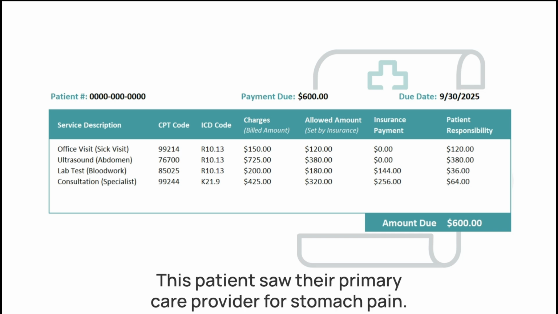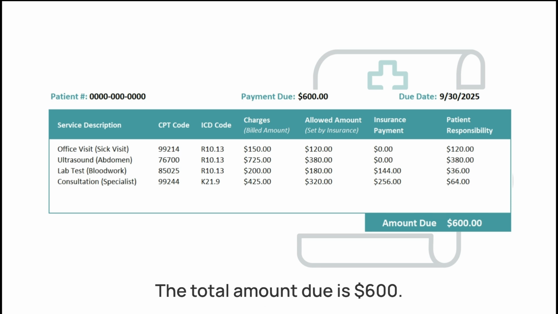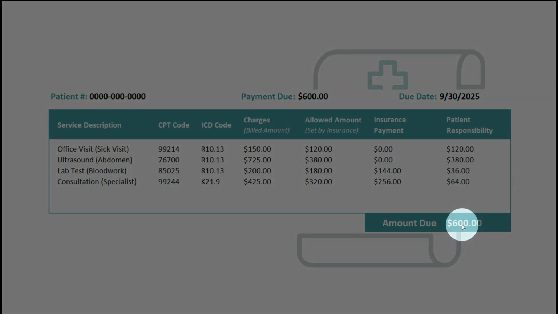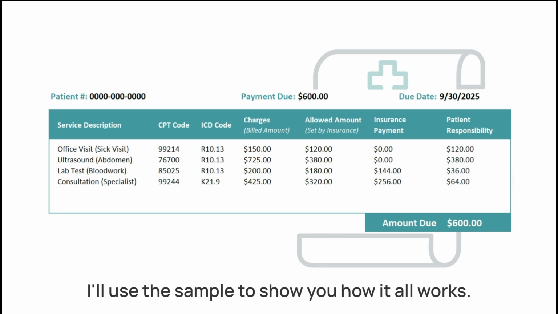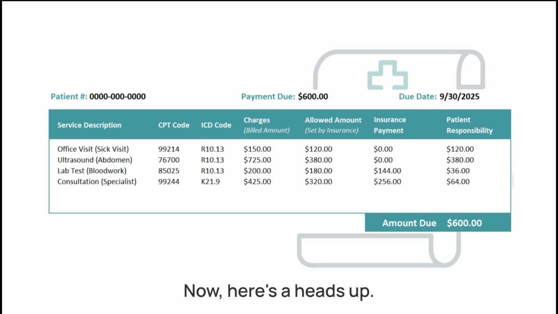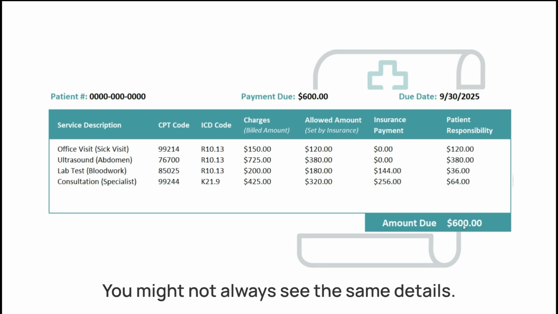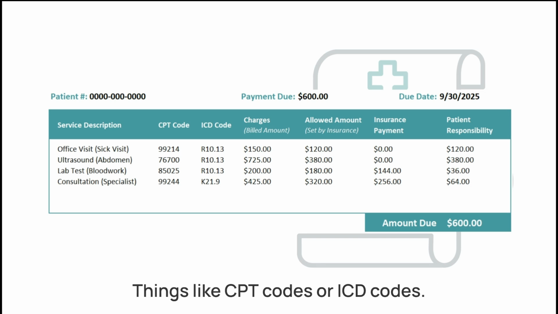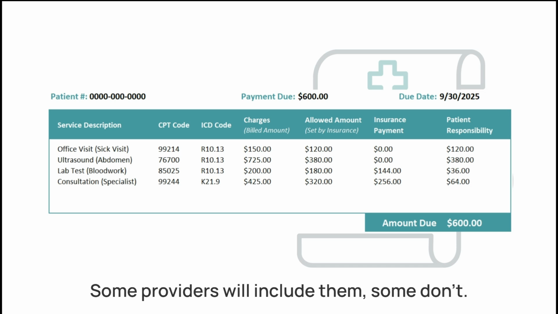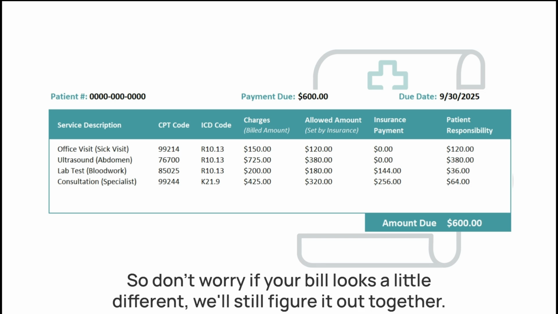This patient saw their primary care provider for stomach pain. The total amount due is $600. I'll use this sample to show you how it all works. Now, here's a heads up. You might not always see the same details, things like CPT codes or ICD codes. Some providers will include them, some don't. So don't worry if your bill looks a little different. We'll still figure it out together.